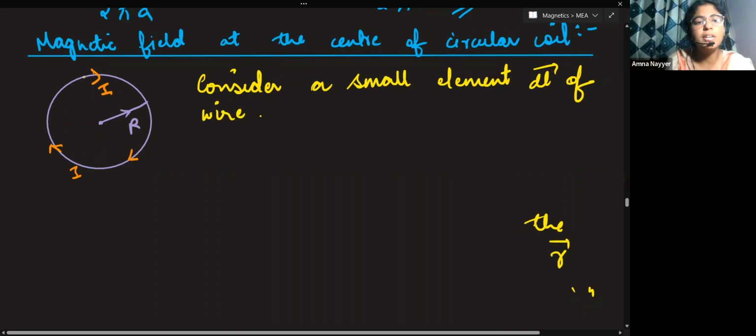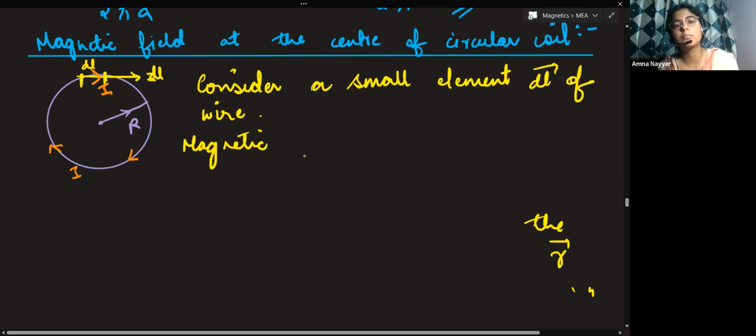Right now we consider a small element dl. This is the current element dl. This is the direction of dl, not current. This is the direction of dl. Small current element that I have taken. Now the magnetic field due to this element.